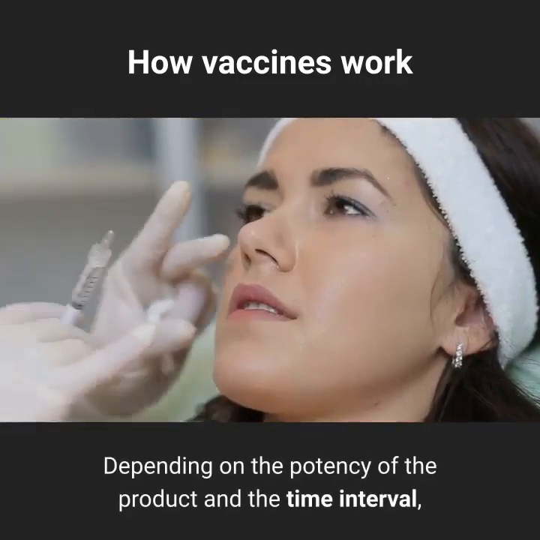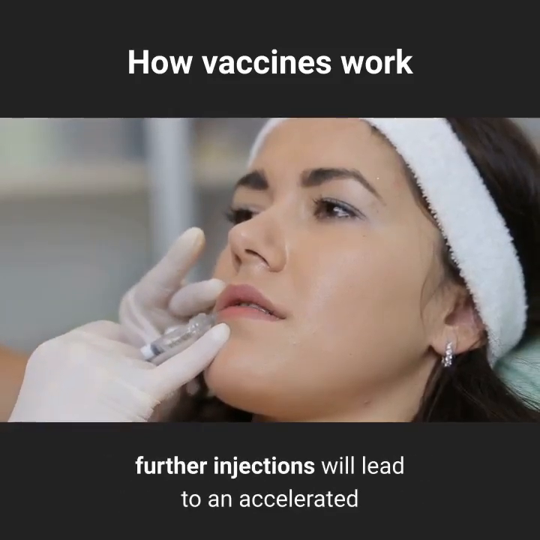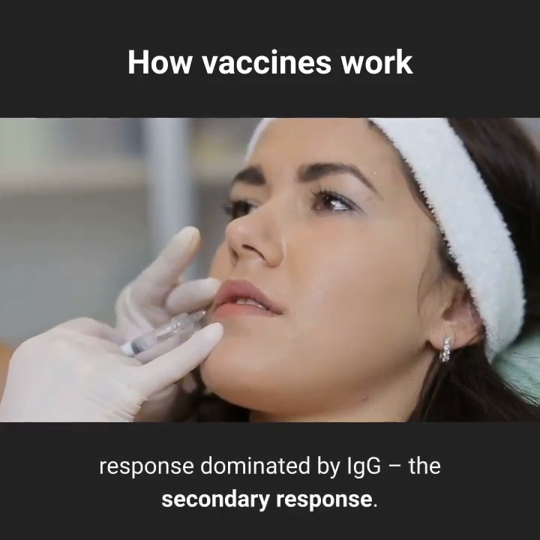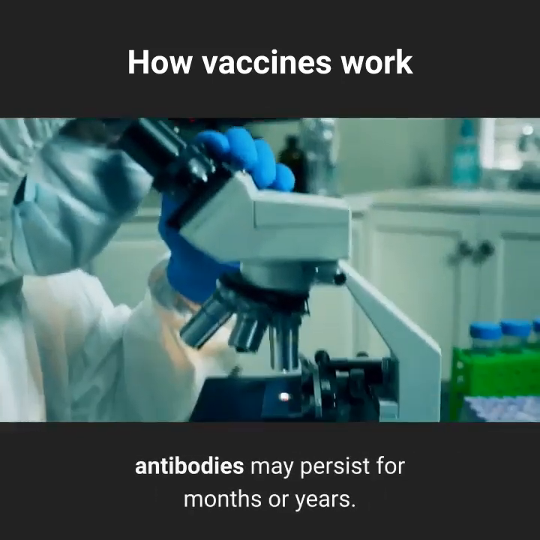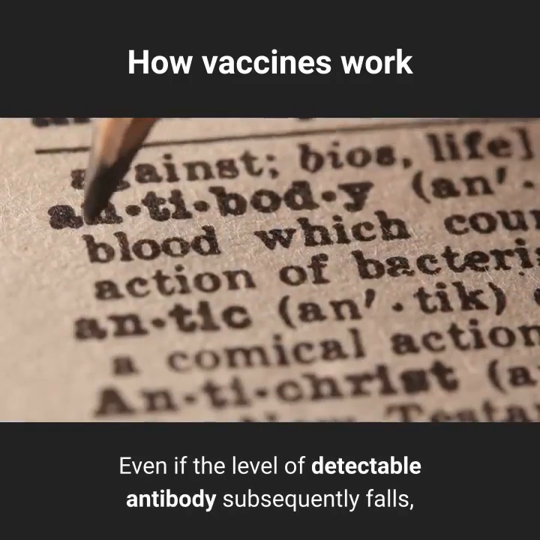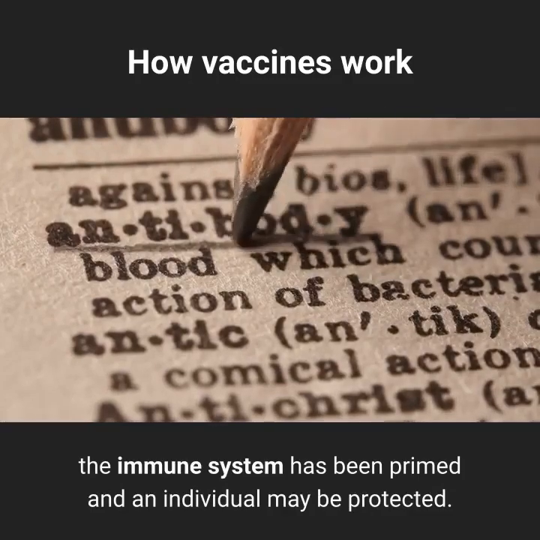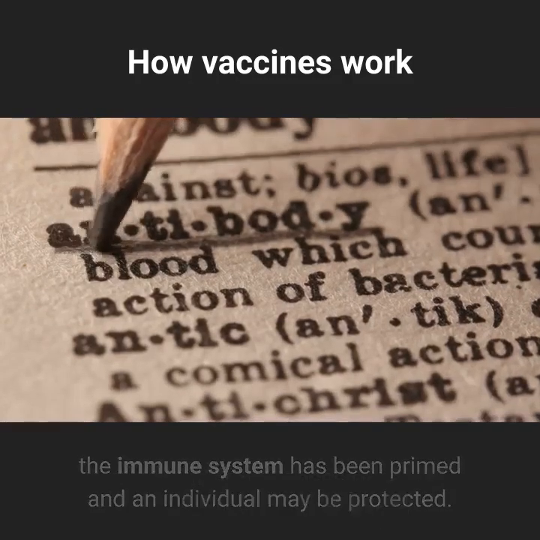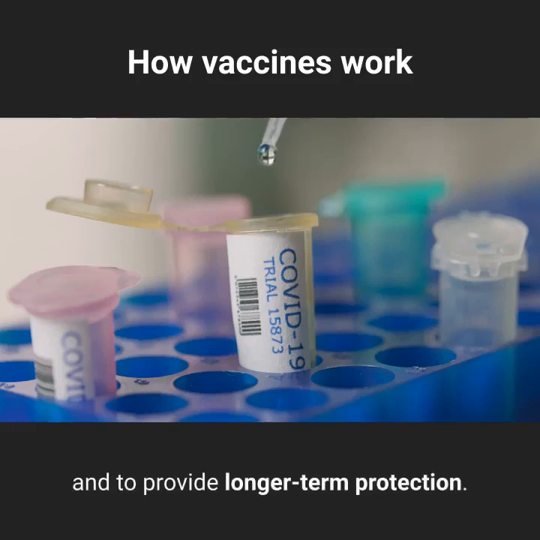Depending on the potency of the product and the time interval, further injections will lead to an accelerated response dominated by IgG, the secondary response. Following a primary course of vaccination, antibodies may persist for months or years. Even if the level of detectable antibody subsequently falls, the immune system has been primed and an individual may be protected. Further reinforcing doses of vaccine are used to boost immunity and to provide longer-term protection.